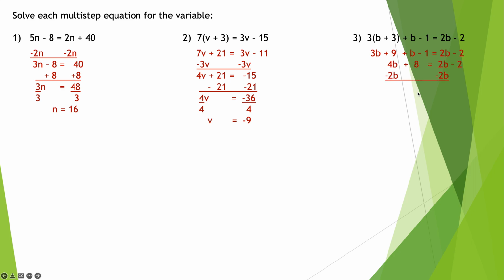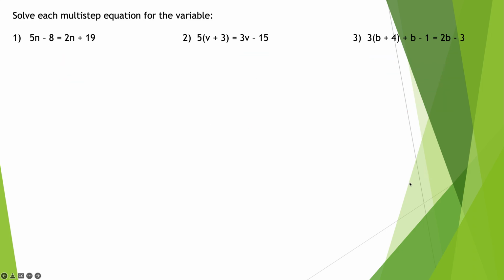Start with the smaller number of b's, subtracting 2b's from both sides. 2b plus 8 is negative 2. Minusing the 8, 2b is negative 10. Dividing by 2, b is negative 5. Okay? All right. Let's try the next one.